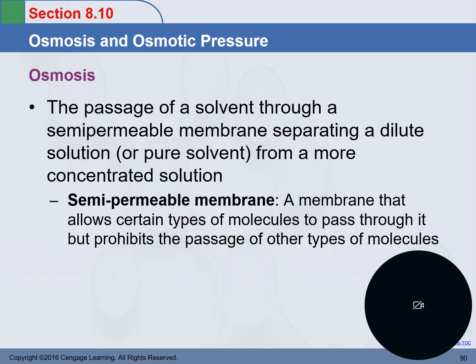Our last section is 8.10, dealing with osmosis and osmotic pressure. And osmosis is the passage of a solvent through a semi-permeable membrane that's separating two solutions. Usually one's dilute and one's more concentrated. The semi-permeable membrane is just a membrane that allows certain molecules to pass through it and prohibits others from doing so.